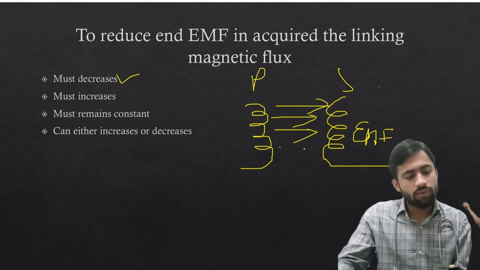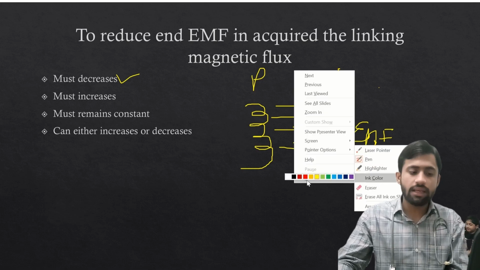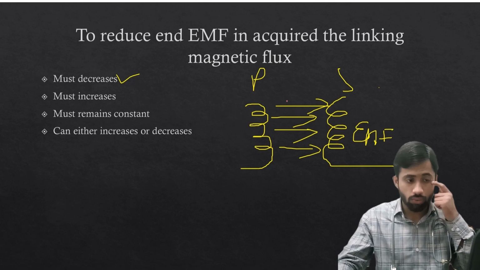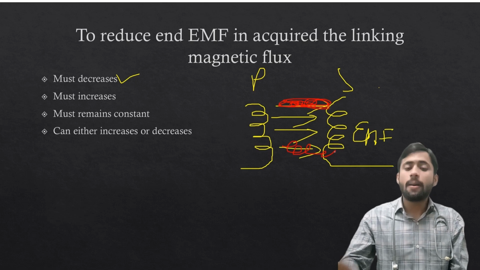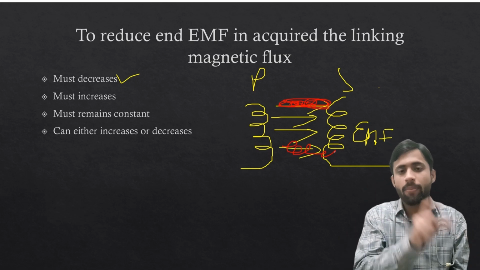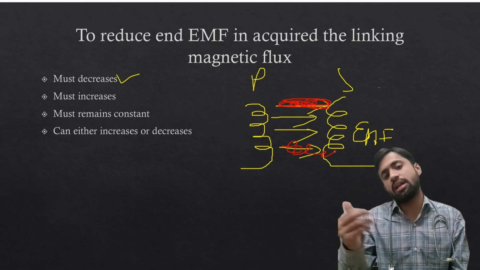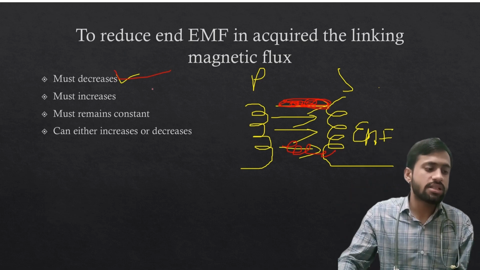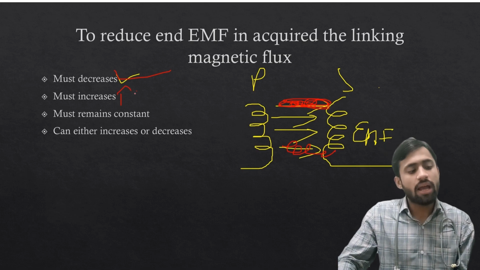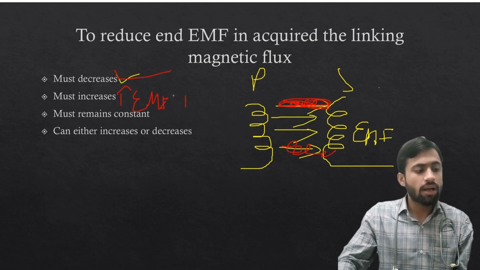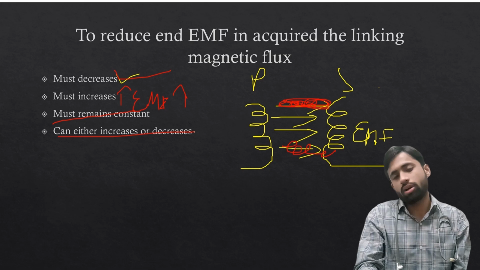Initially, let's suppose there were four arrows that were basically linking the flux or changing the flux between these two coils. Now I am eliminating two arrows. So if I reduce the number of flux that is linking the primary coil and the secondary coil, then I am basically reducing the EMF that is induced in the secondary coil. So it must decrease. By increasing the flux linkage, I am increasing the EMF. By making it constant, I am doing nothing. Can either increase or decrease is not a good option.